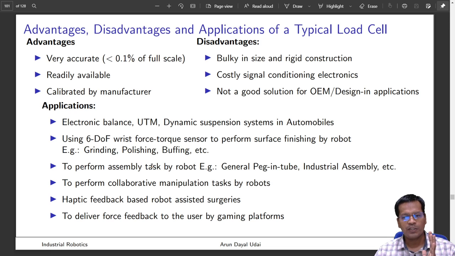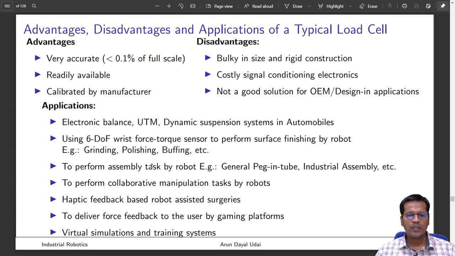Got it? To deliver force feedback to the gaming platform. This is very, very common. Even a simple joystick nowadays lets you feel the force, at least by a jerk. If it collides with another car, your seat actually vibrates. So how is that happening? Because it is sensing the virtual force in the background, and it is generating it by some vibration. If it is a real gaming platform also, you can have forces. So these are some of the applications. It is not just limited to this, it can be many.